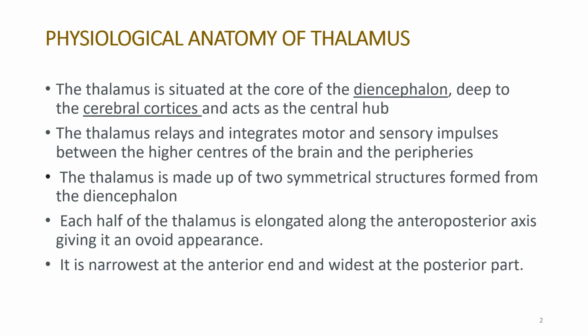The thalamus is made up of two symmetrical structures formed from the diencephalon. Each half of the thalamus is elongated along the antero-posterior axis, giving it an ovoid appearance. It is narrowest at the anterior end and widest at the posterior part.